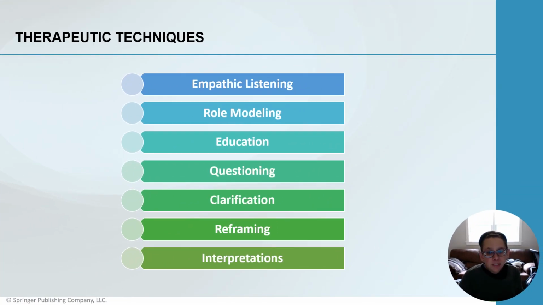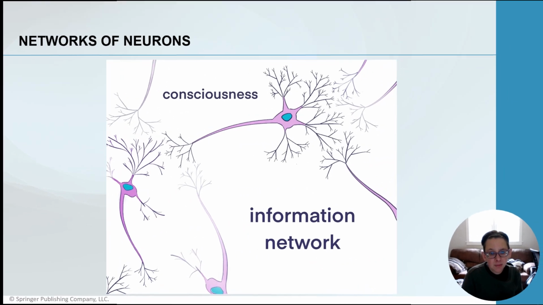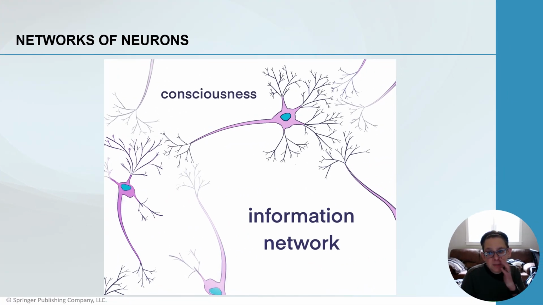The main therapeutic techniques that you're going to be using in this type of therapy include empathetic listening. It's a lot of "tell me more." Can you expand on that? Role modeling, keeping yourself stable, education on those stages of development, and questioning, clarification, reframing, and helping them interpret what they've been through. And just understanding that memories are held in networks of neurons, and through therapy, we can help connect those neurons to really understand what's going on.